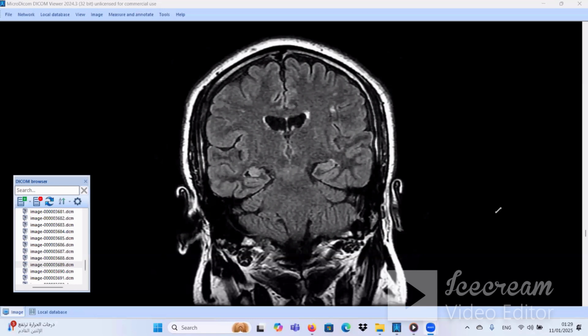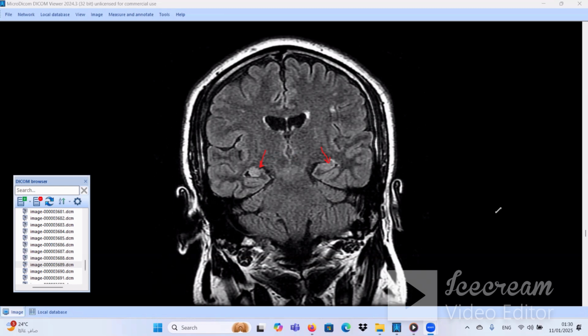Let's go to my second case for today. Look for the right hippocampus. This one, as we compare it to the left side, the right hippocampus appears rounded, clumped.